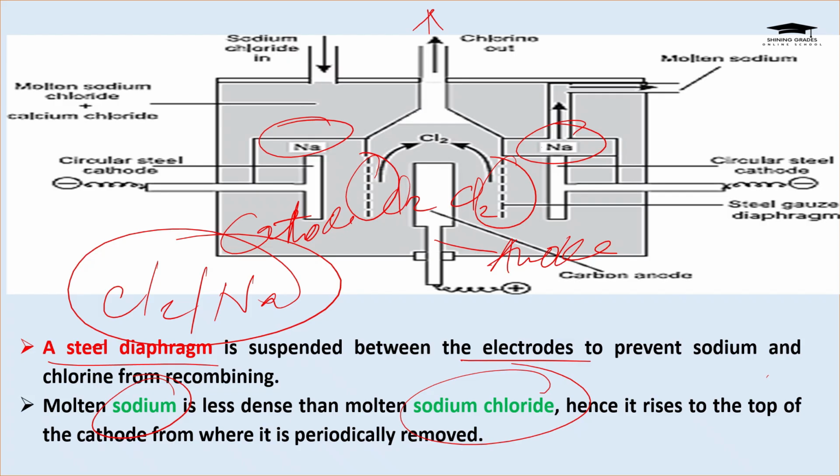So that is what makes sodium easy to separate. It is less dense than sodium chloride, and therefore it is periodically removed. It is able to float. It is able to rise on top of the cathode, and then it is periodically removed. So if somebody asks why it is possible to collect sodium from sodium chloride in the electrolysis process in the Downs cell, it's because sodium metal is less dense than sodium chloride, and therefore it's able to rise on top of the cathode where it is periodically removed.